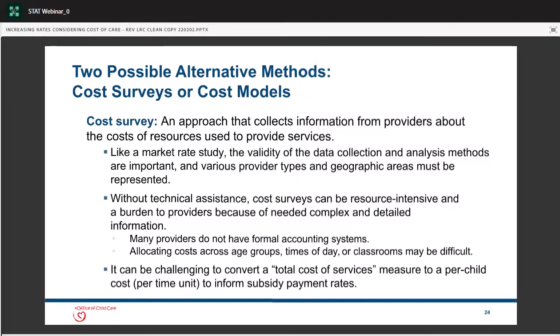Lead agencies or your research partners may find it useful to review the Office of Planning, Research, and Evaluation, or OPRE's 2018 report, Market Rate Surveys and Alternative Methods of Data Collection and Analysis to Inform Subsidy Payment Rates. We're going to put a link to that report in the chat for you. If you haven't had a chance to take a look at that, really encourage you to do that and share that with your partners. Next slide, please.